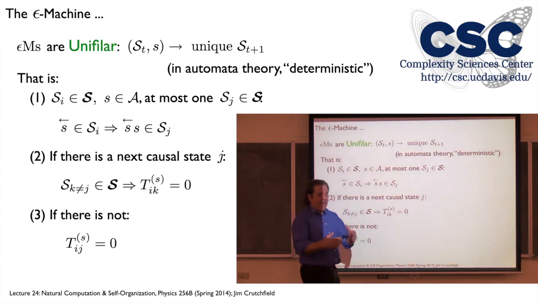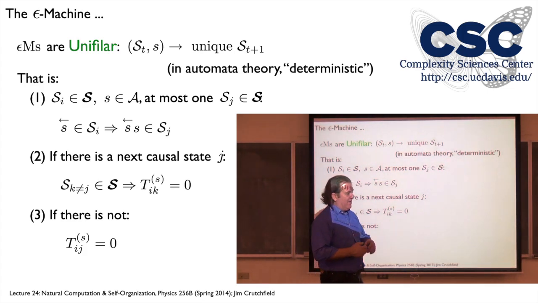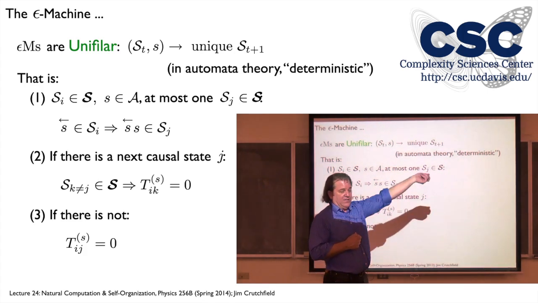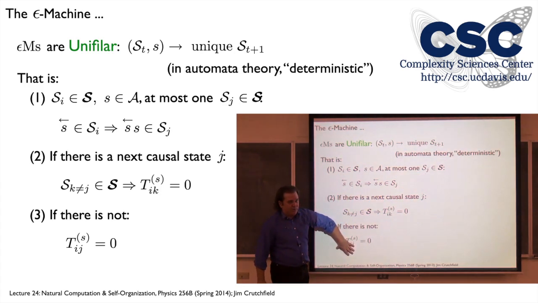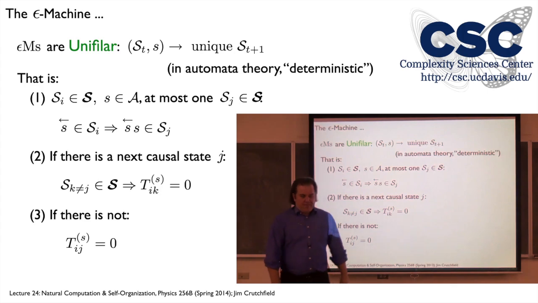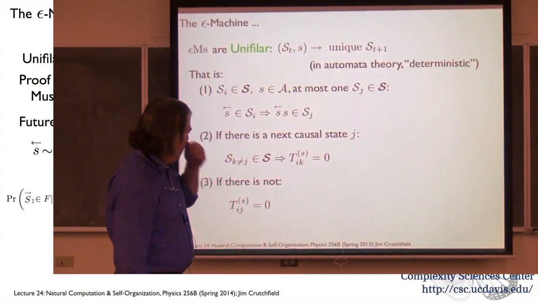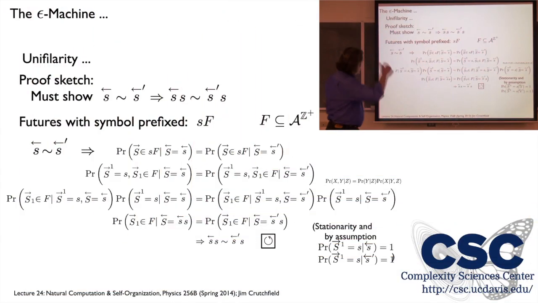Or it could be the case that I'm in state A, and on a 0, that's a disallowed transition. Well, in that case, we're just going to set the transition probability to 0. Okay, so that's the setup.